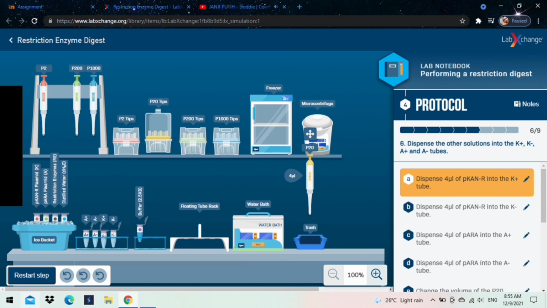Furthermore, dispense the other solution into the K-positive, K-negative, A-positive and A-negative tubes. Dispense 4 microliter of PKANR into K-positive and K-negative tube. Second, dispense 4 microliter of PARA into the A-positive and A-negative tubes.